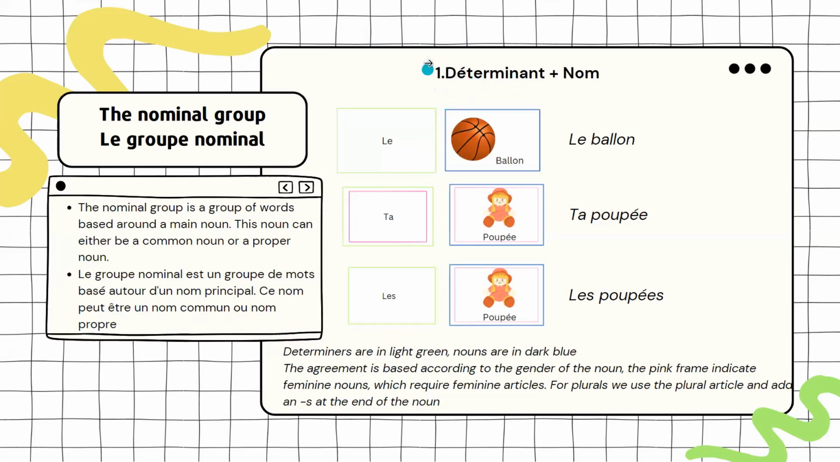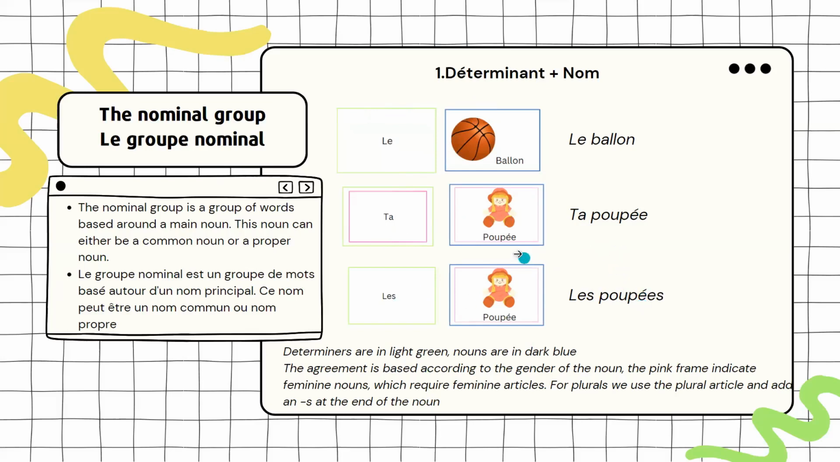The first example of a nominal group that you will see is déterminant plus nom. Within the flashcard system, the determiners all have this light green border. The nouns all have this blue border. So we take one green one and one blue one. That's it. Le ballon. Ta poupée. Les poupées.